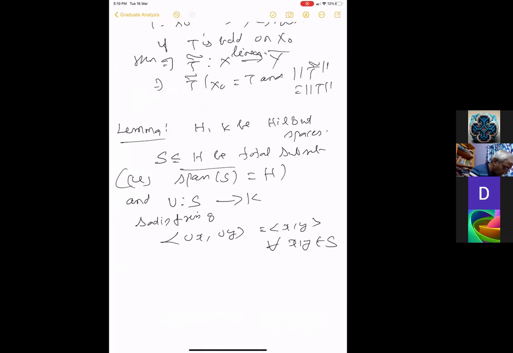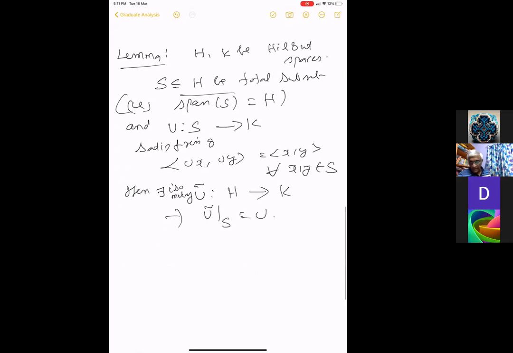Then there exists a U tilde, we may call it U itself when we work with it, from H into K, because it's a Hilbert space, so I don't take the completion anymore. It preserves the inner product, and it will continue to preserve the inner product. That's what we want to say. Then there exists an isometry U tilde from H to K such that U tilde restricted to S equals U. So if we have any total subset on which something preserves the inner product, then it extends to an isometry. This is not true for norm. If it preserves norm, there is no reason, because the norm is not linear.